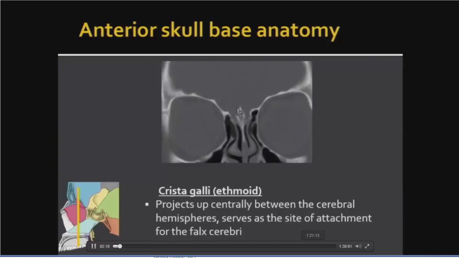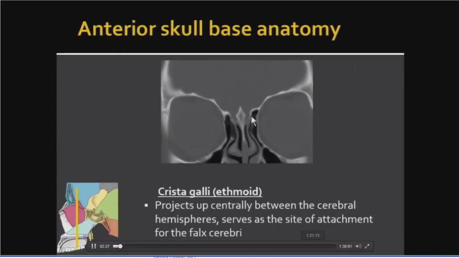This is an important structure because the falx cerebri is attached to it, and if you can identify the crista galli, it's possible to then identify important anatomy on either side of the crista galli. Now on CT, the crista galli is going to look like bone. On MRI, it can appear very bright on T1 weighted images, and do not be surprised because it is just composed of marrow fat.